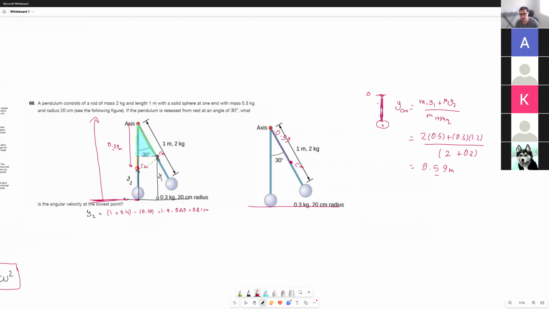We found that if this is hung vertically, the position of the center of mass, from here to here, is going to be 0.59. Is that the height of it? No, the height of it is this much. y1.